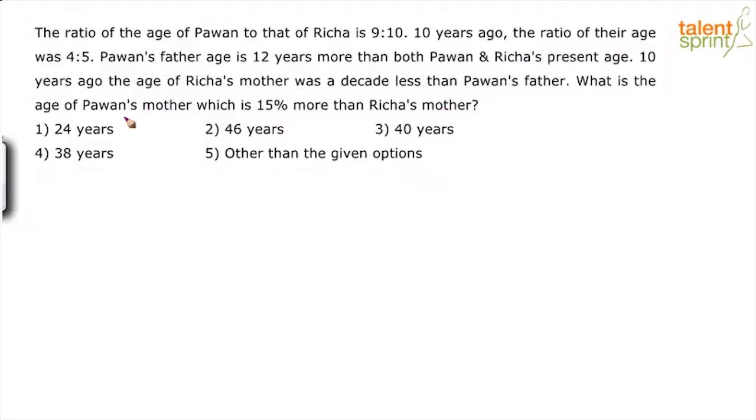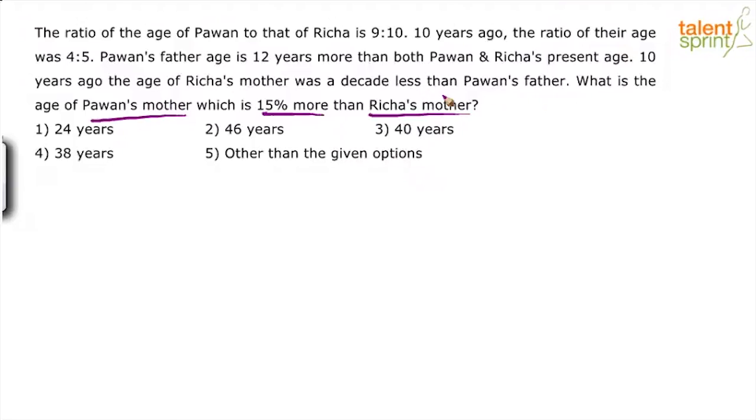So basically, we have to find out the age of Pawan's mother. And we know that Pawan's mother's age is 15% more than the age of Richa's mother. So if you can find out the age of Richa's mother, you will be able to find out the age of Pawan's mother as well, right? You just have to increase it by 15%.